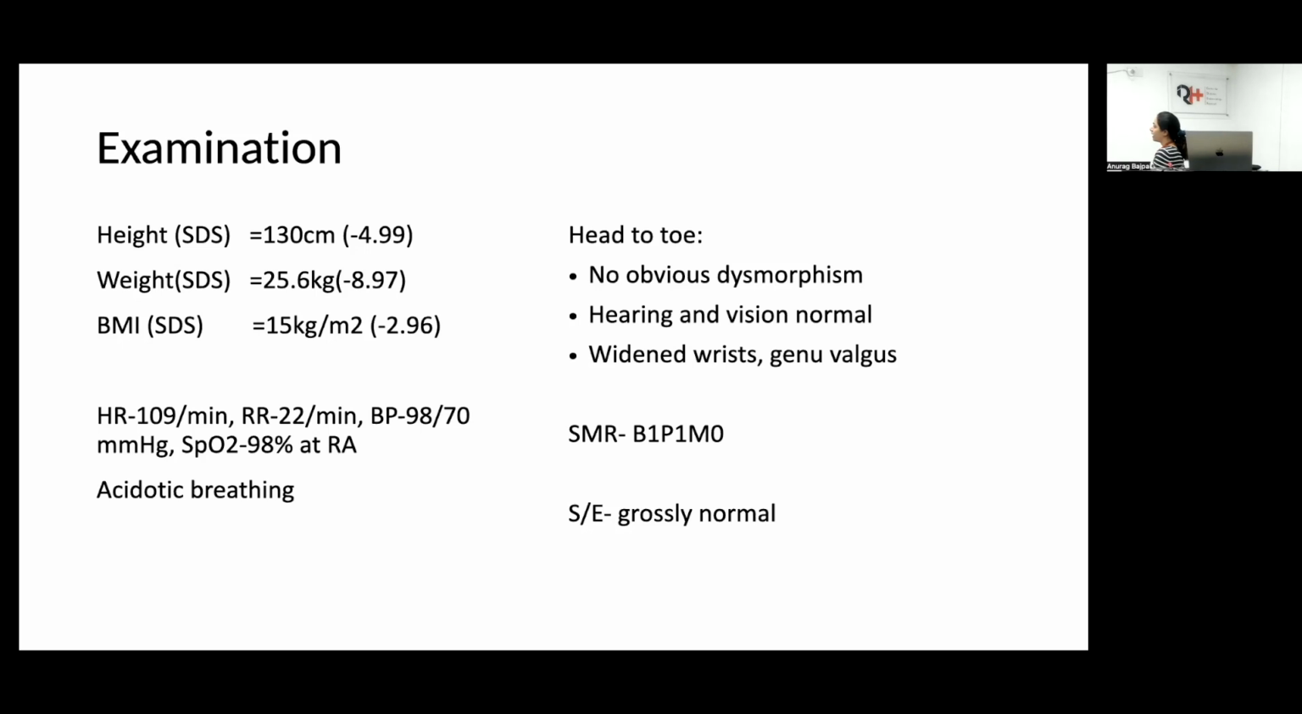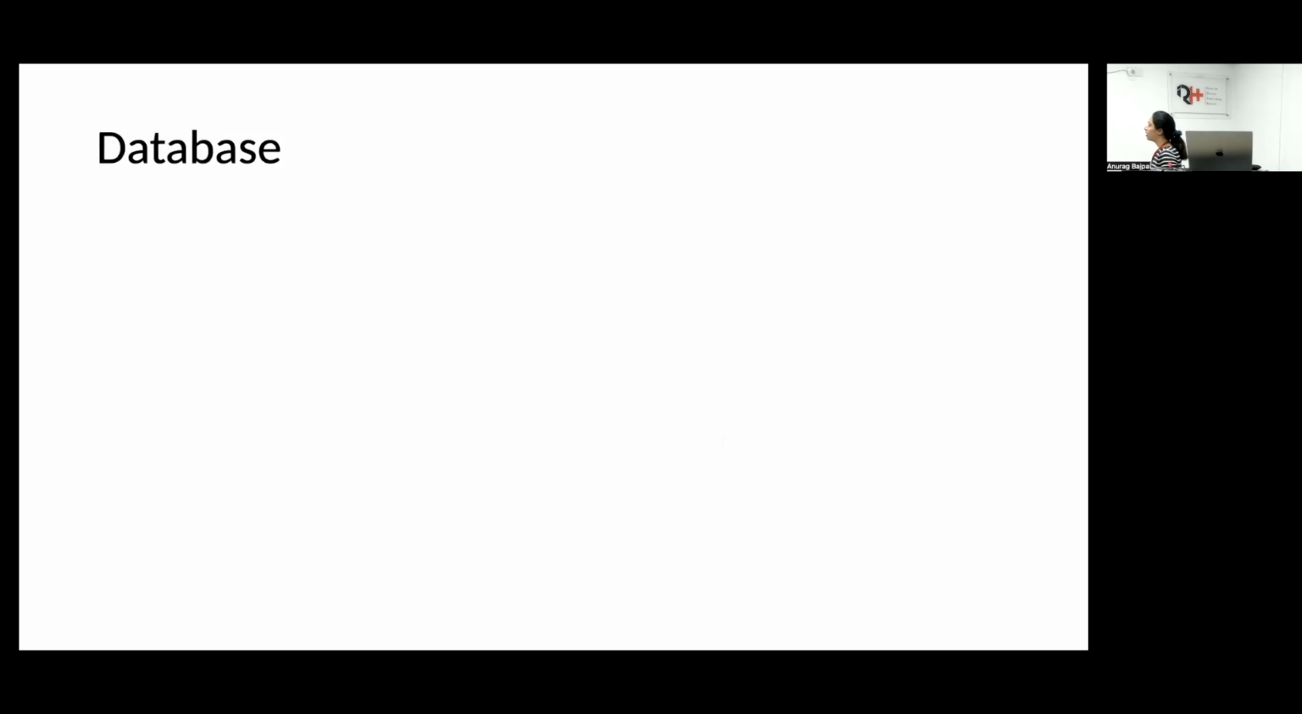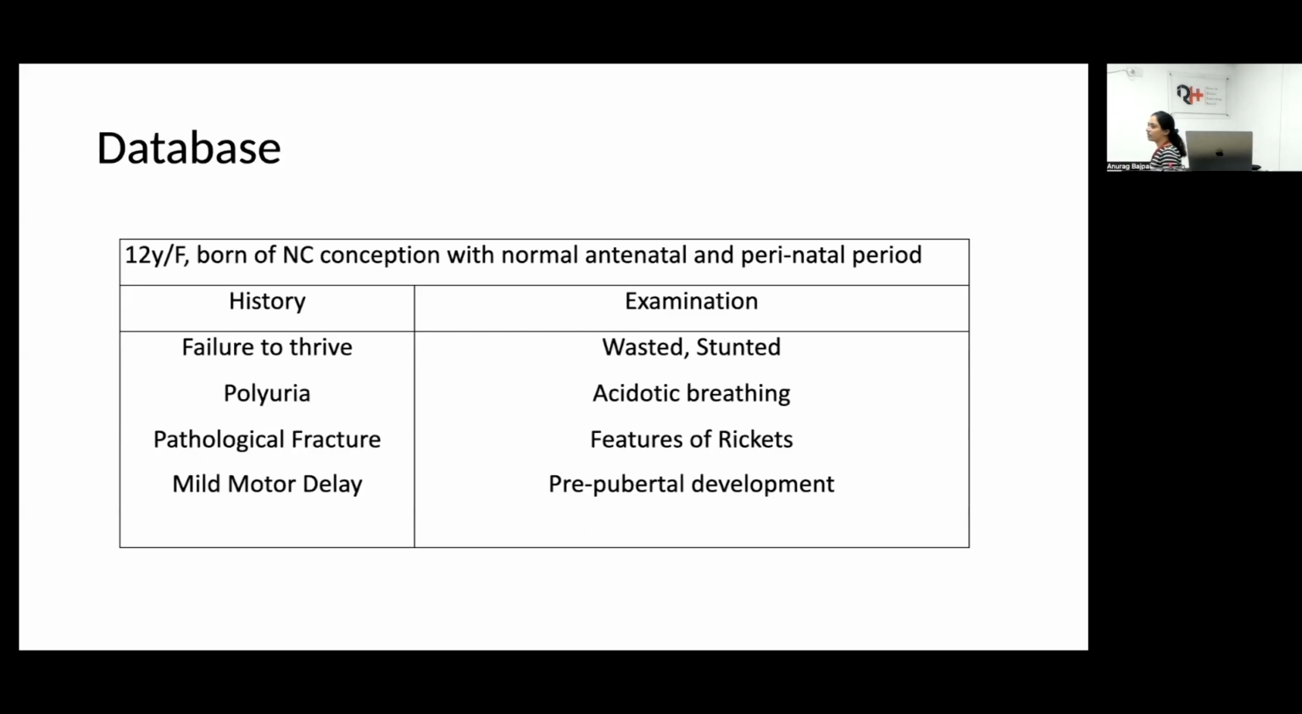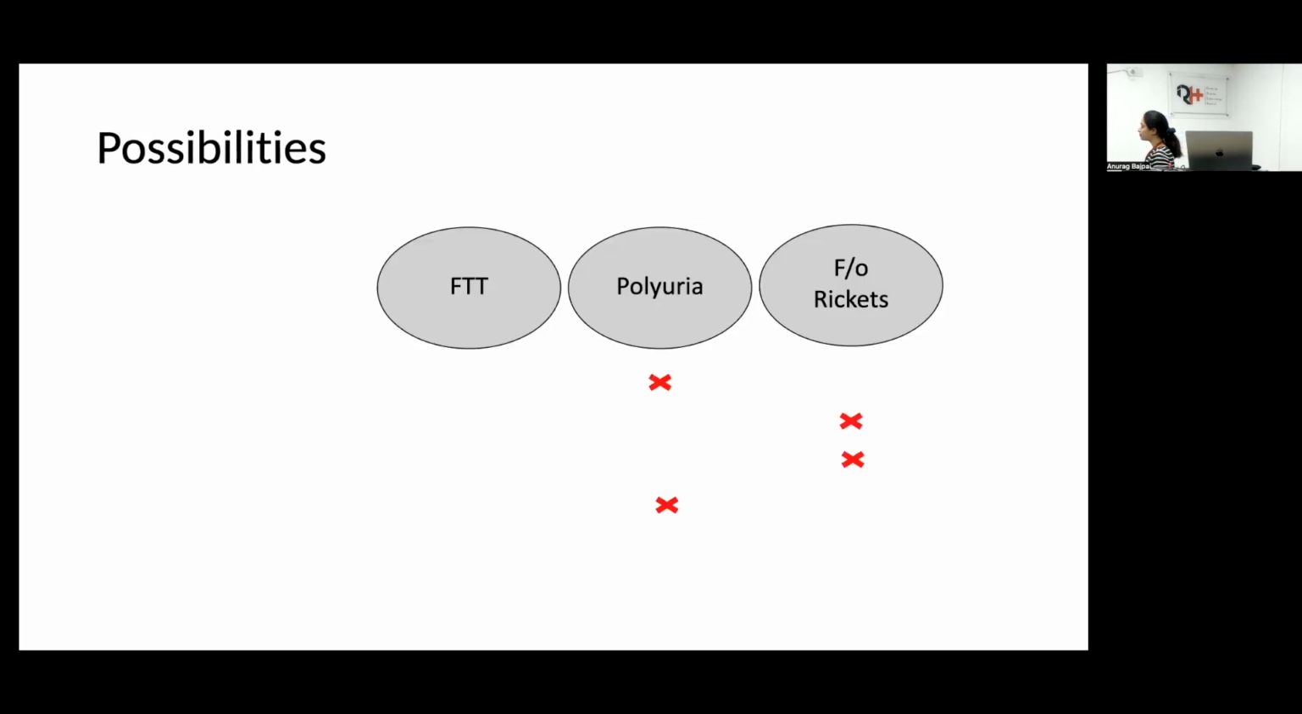She was prepubertal at 12 years of age, so it suggests that a chronic process had been going on that was unaddressed in this child. Systemic examination was grossly normal. So in our database, we have a 12-year-old girl born of non-consanguineous conception with normal antenatal and perinatal periods, with failure to thrive, polyuria and pathological fractures. On examination, she was wasted and stunted with acidotic breathing and features of rickets.